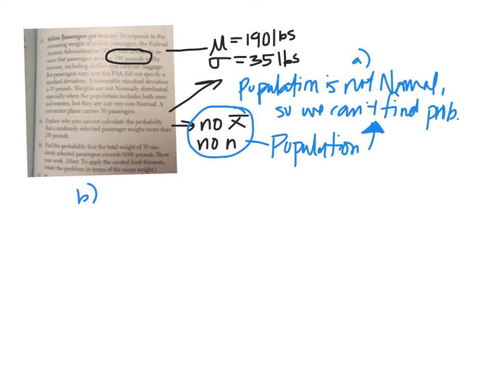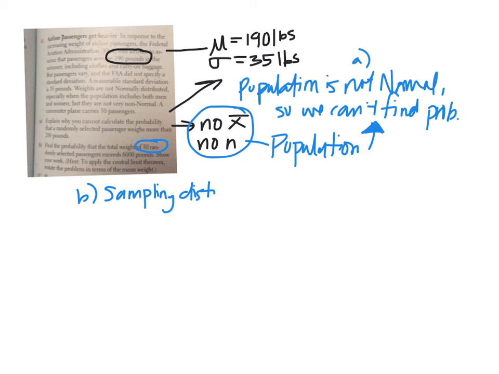Now, part B, however, find the probability the total weight of 30 randomly selected people exceeds 6,000 pounds. And we need to show the work. They did give us a nice little hint there that to apply the central limit theorem, we have to restate the problem in terms of mean weight. Okay. Let's break this down. We are talking about the sampling distribution because we're talking about an X bar here.